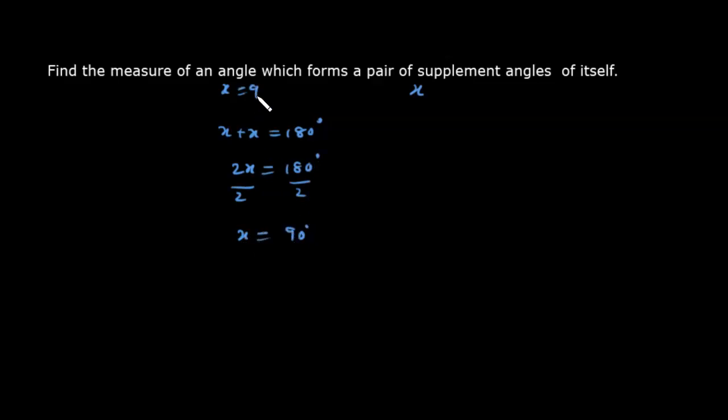That means the angle is 90 degrees and its supplement is also equal to 90 degrees. And we can observe that 90 plus 90 is 180 degrees. So clearly the measure of an angle is equal to the measure of its supplement angle.